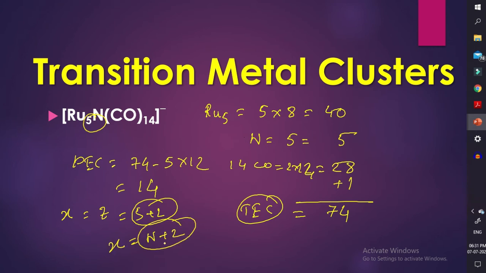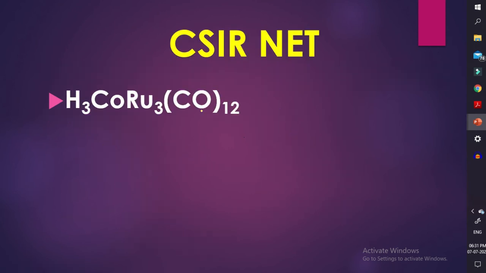So from the previous formula we can say that this is closo or nido, and here it is nido structure of this ruthenium metal cluster. So this is how you can calculate the structure from Wade's rule. So let's move on to another example.